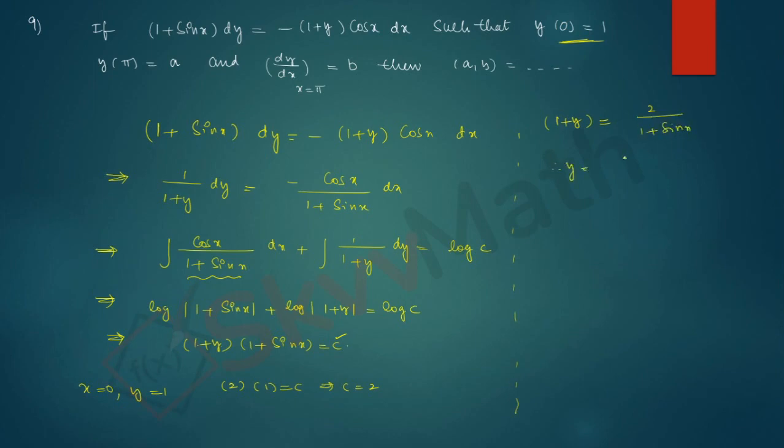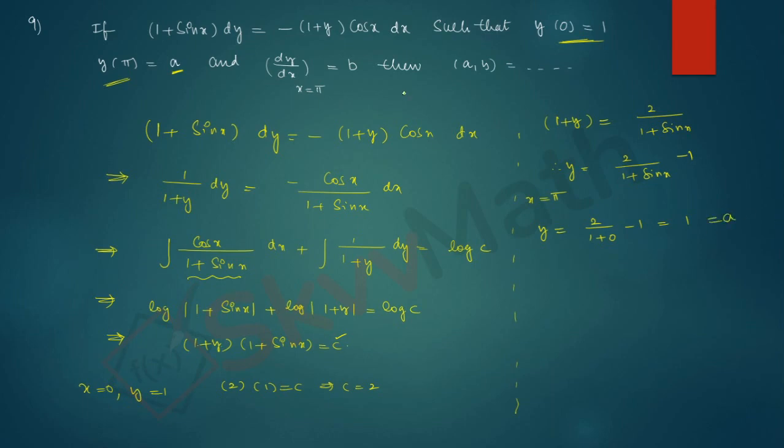y = 2/(1 + sin x) - 1. Now here we have to find the value of a. What is a? It is y(pi), which means you substitute x = pi here. So substituting x = pi, 2/(1 + sin pi), where sin pi is 0, minus 1, which is 2 - 1. So this is the value of a.